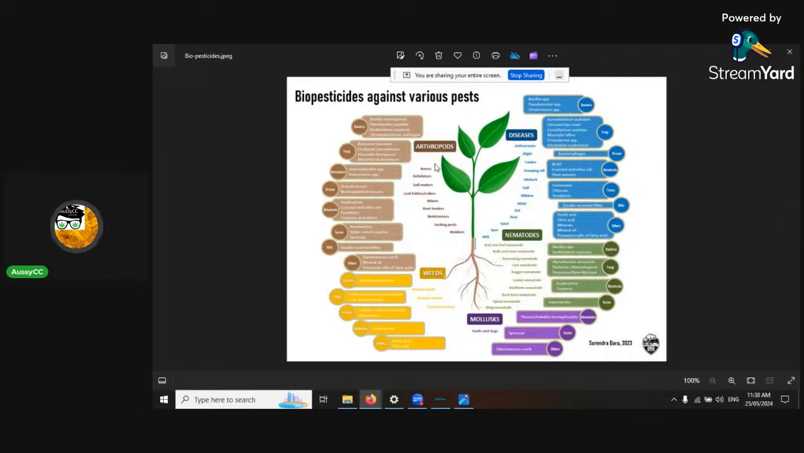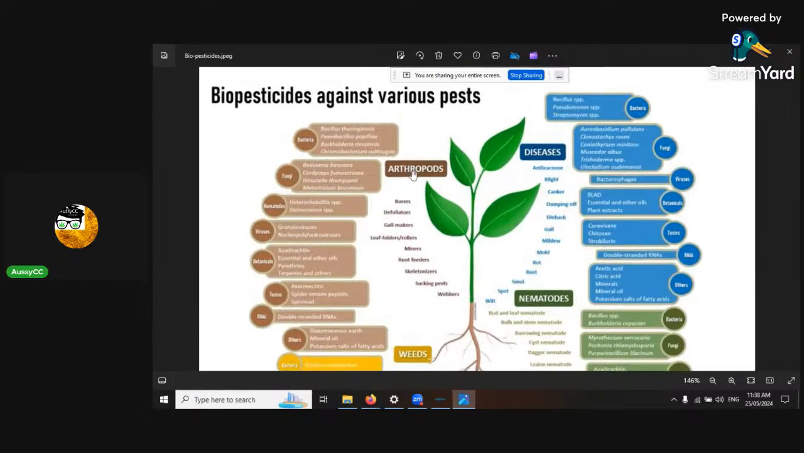Oh, here you go, some biopesticides. So I hope everybody's into the biopesticide, the organic way, because you can nearly treat most problems through biopesticides. And this chart's a good way to start.